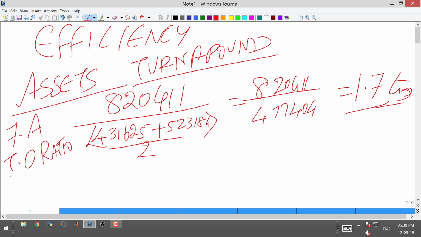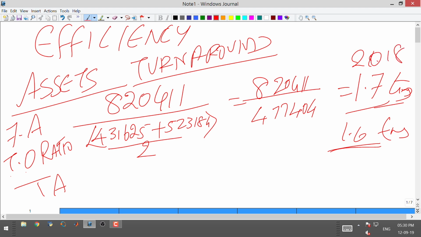You cannot do it only for fixed assets; I can do it for average total assets also. Last year how was it, this year how is it? If you look at the previous year, calculating the same way with the 2017 figures, I get about 1.6 times for 2017. This is for 2018, and this is for 2017.